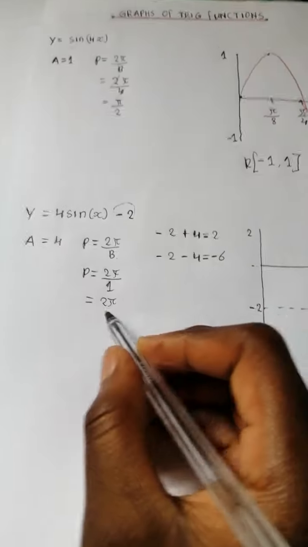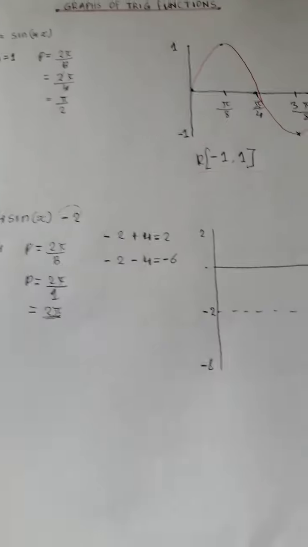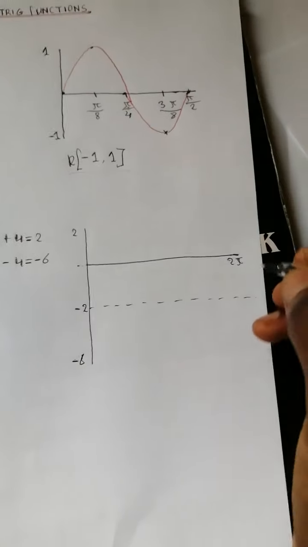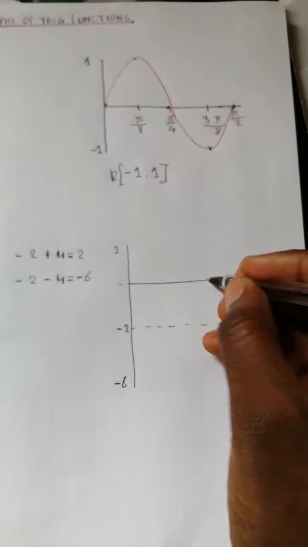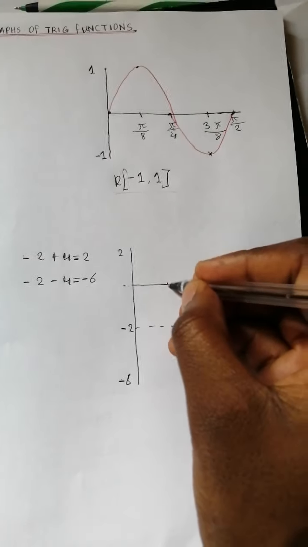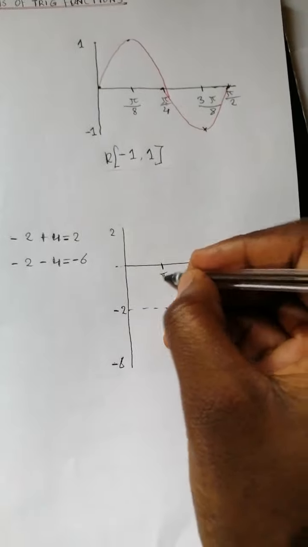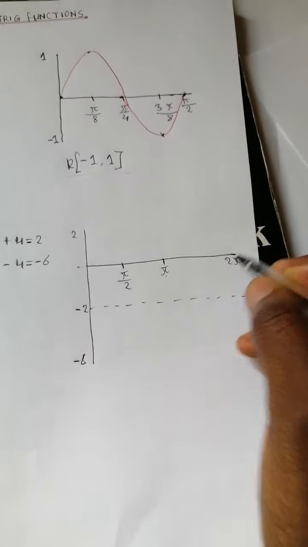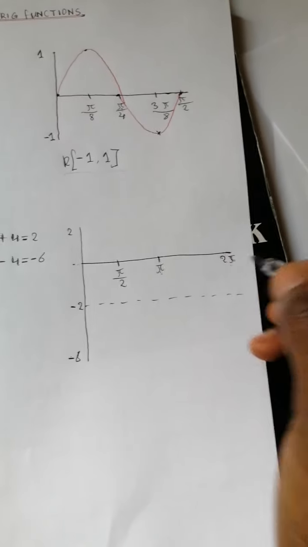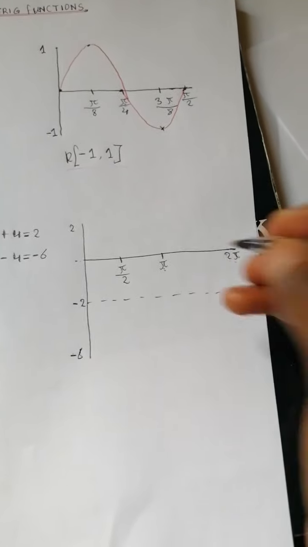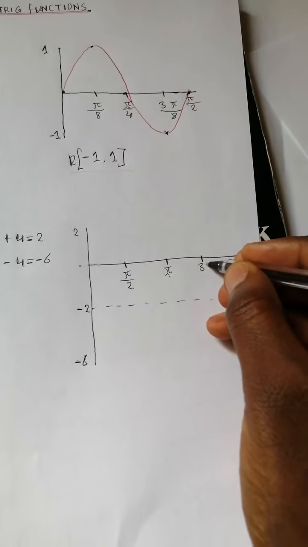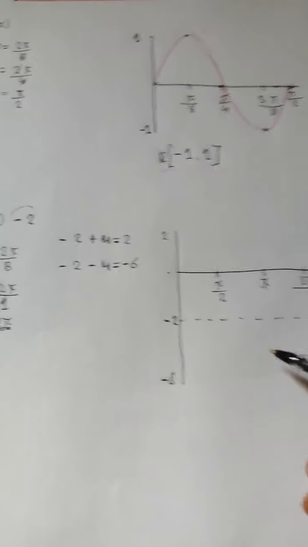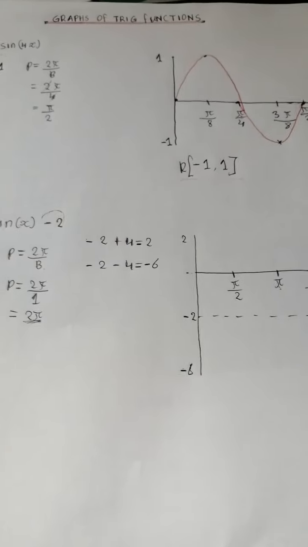The period is 2 pi, like this. So what is half of 2 pi? Half of 2 pi is pi. And then what is half of pi? Half of pi is pi over 2. And then what is pi plus 2 pi divided by 2? So pi plus 2 pi is 3 pi, and then 3 pi times half is equal to 3 pi over 2, like that. So let's go ahead and plot this graph.